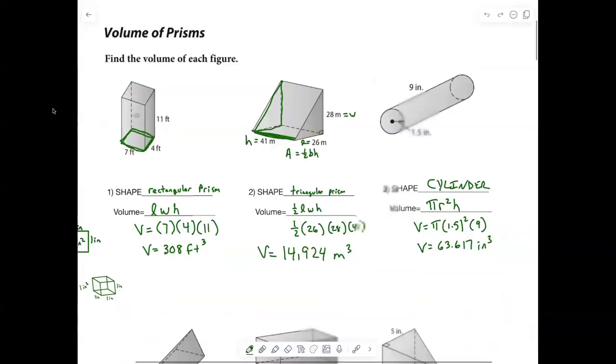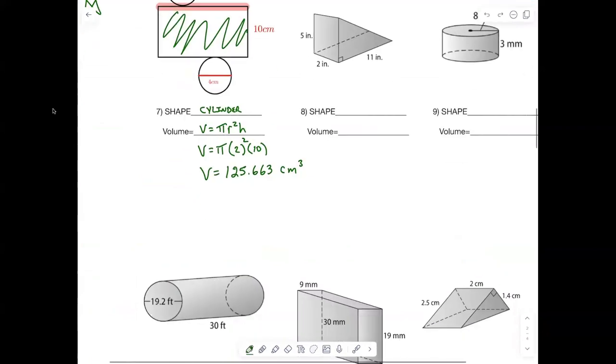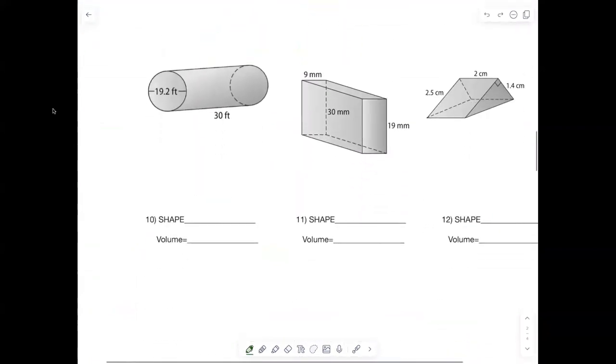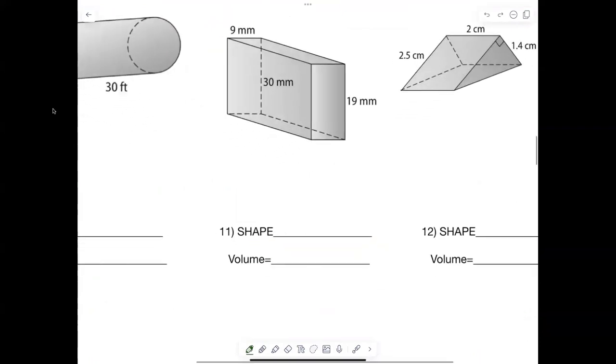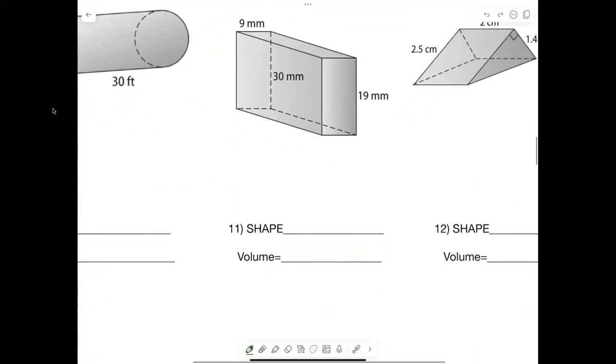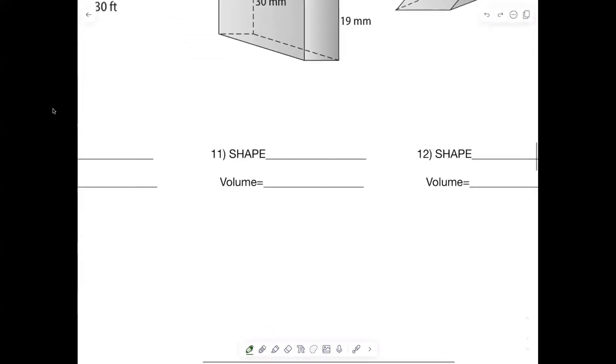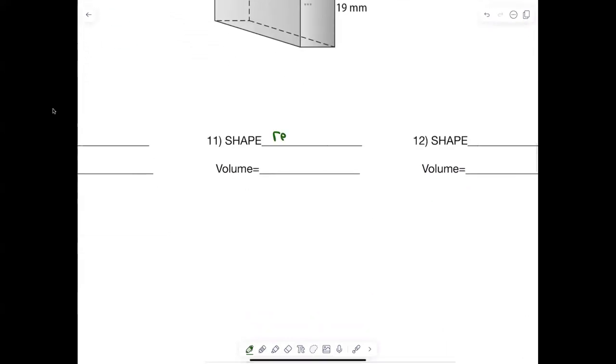All right, so let's go back. Okay, so let's see if we can talk about number 11. All right, now, someone actually thought this was tilted, but is it really tilted at all, or is it just hard drawing the 3D shape? Yeah, it's hard drawing the 3D shape. So what's this shape called? Yep, so everybody put down rectangular prism.